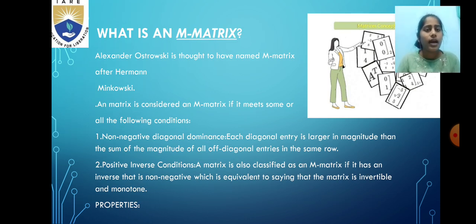What is M matrix? Alexander Ostrowski is thought to have named M matrix after Hermann Minkowski. A matrix is considered as an M matrix if it meets the following properties: non-negative diagonal dominance, positive inverse condition. Each diagonal entry is larger in magnitude than the sum of the magnitudes of the off diagonal entries in the same row. Inverse condition: a matrix is also classified as an M matrix if it has an inverse that is non-negative, which is equivalent to saying that the matrix is invertible and monotone.